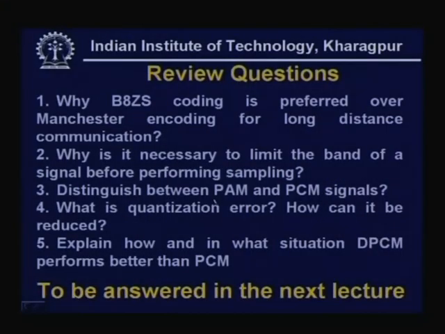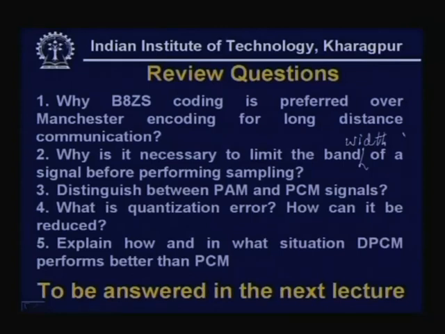So, with this we come to the end of today's lecture. However, we have some review questions to be answered in the next lecture. First question is, why B8ZS coding is preferred over Manchester encoding for long distance communication? Second question is, why is it necessary to limit the bandwidth of a signal before performing sampling?